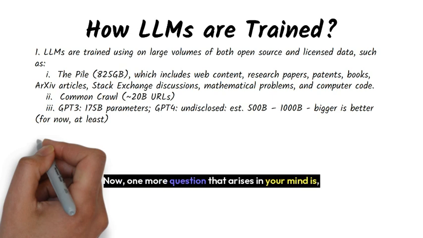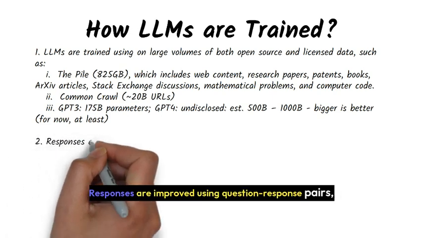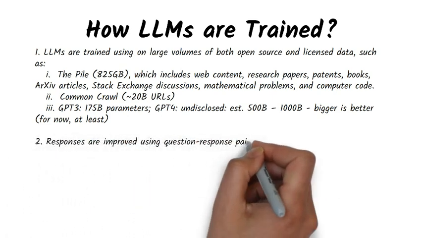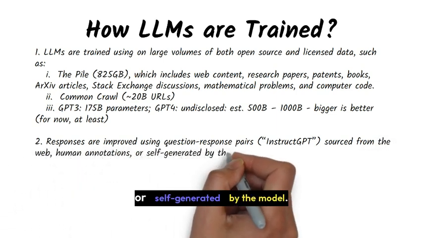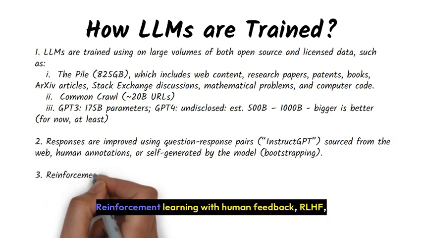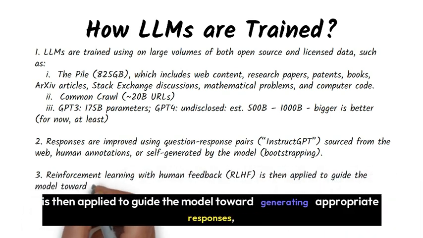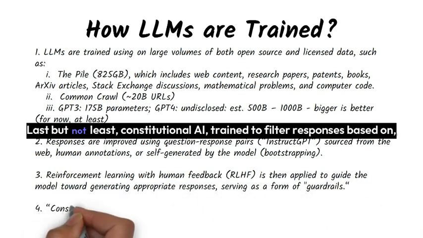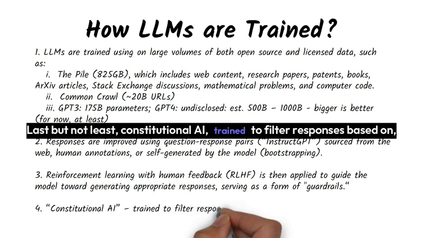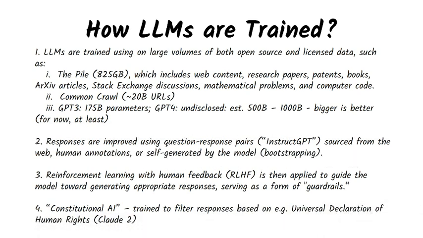Now, one more question that arises in your mind is, how do they smartly give you responses? Responses are improved using question-response pairs, Instruct GPT, sourced from the web, human annotations, or self-generated by the model. Reinforcement learning with human feedback, RLHF, is then applied to guide the model toward generating appropriate responses, serving as a form of guardrails. Last but not least, constitutional AI, trained to filter responses based on, for example, the Universal Declaration of Human Rights.